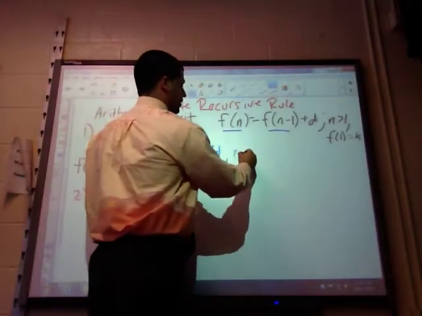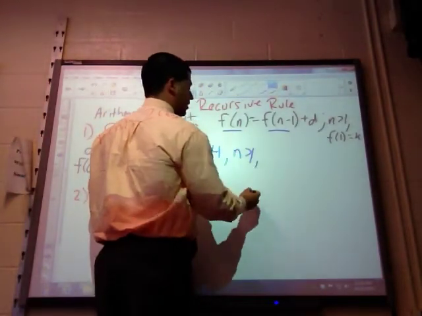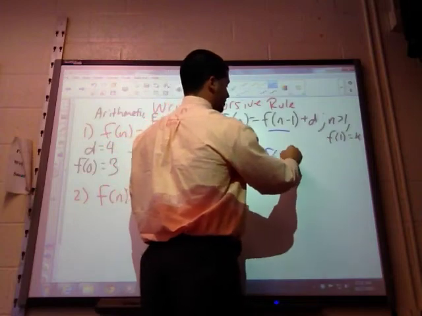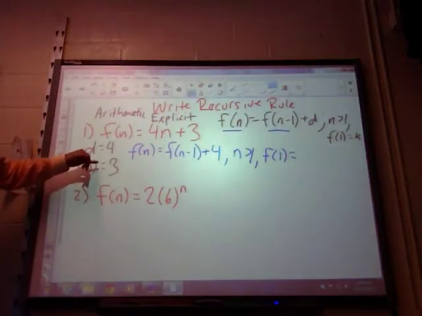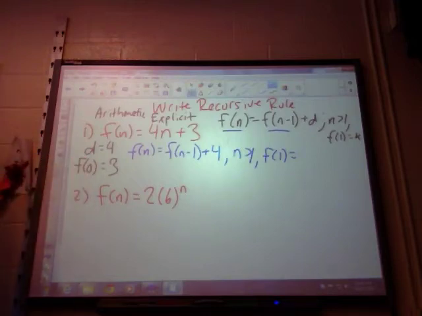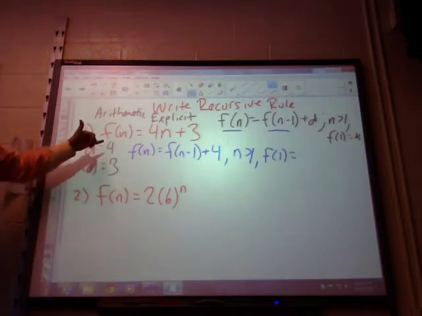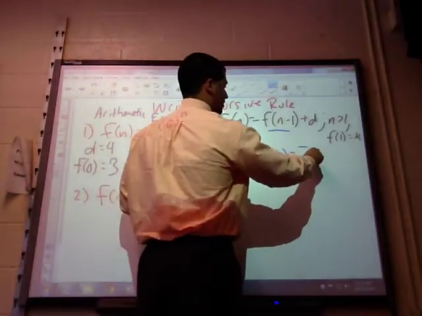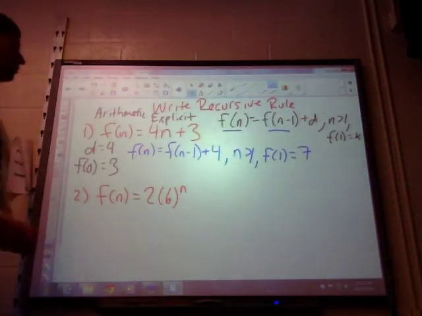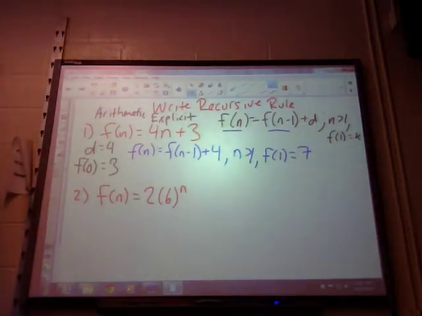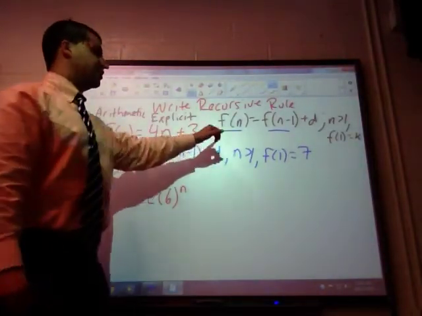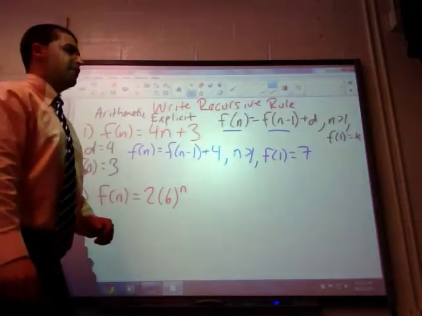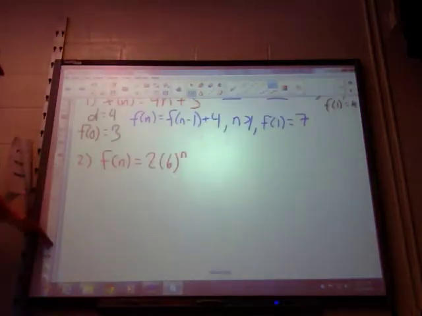So we're going to keep n greater than 1 and say that f of 1 equals, well, f of 0 is 3, and our common difference is 4, so we take 3 and add 4 to it to get our next term, and that's 7. So that's how we write a recursive formula from this. All we're doing is using our common difference and initial term to get to our f of 1 term.